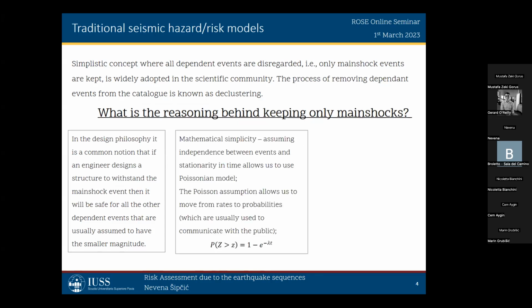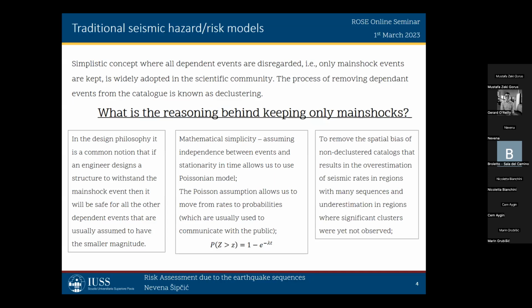The second reason is mathematical simplicity, because it was shown that when we remove dependent events from the earthquake catalogs and when we are left only with the main shocks, we get the Poissonian distribution. And the Poissonian distribution makes our lives easier in the sense that it's straightforward to go from rates to probabilities. And probabilities is something that we prefer when it comes to communication with the public.